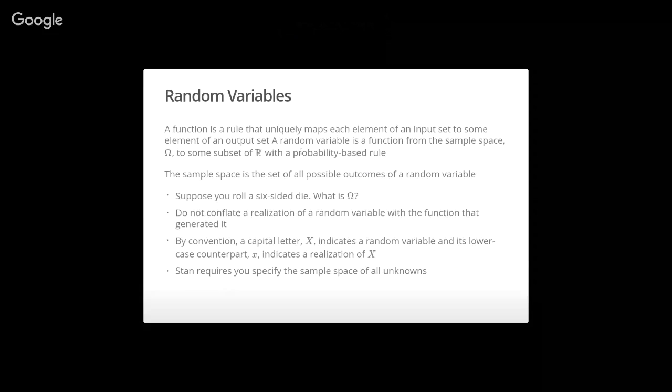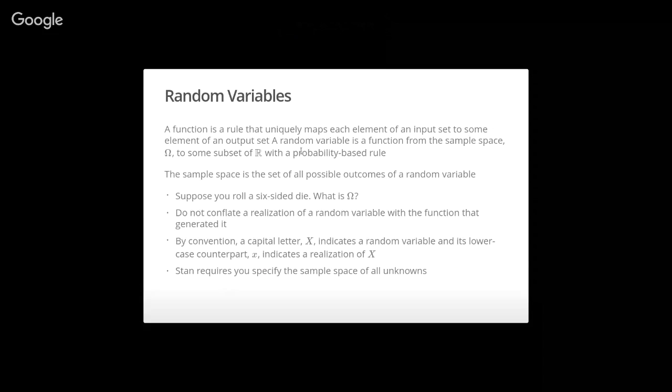A function is some rule that uniquely maps each element of some input set to some element of the output set, and it needs to be unique. A unique mapping. A random variable is a special type of function. It's a function from what's known as the sample space to some subset of the real numbers with a probability-based rule. So what's the sample space? The sample space is the set of all possible outcomes for a random variable. And so we're going to be assigning probabilities to each element of a set omega, the sample space, happening, according to some probability.